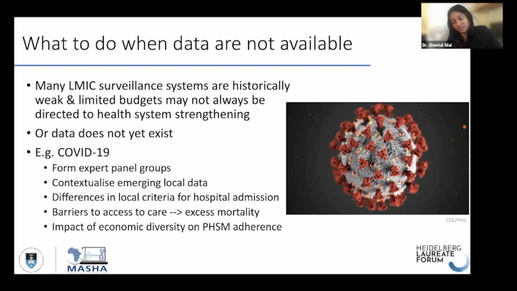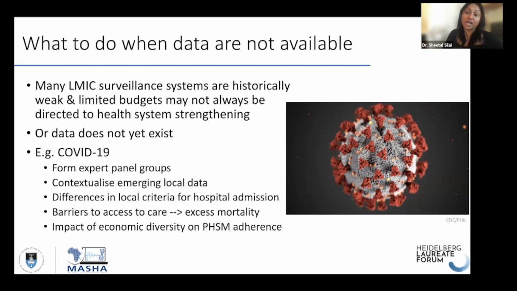And we know that is the case in LMIC. We know that surveillance systems have either historically been weak or with limited budgets, and these may not always be directed towards health system strengthening. And so for COVID-19, in my experience and modeling, not just in South Africa, but also in neighboring Mozambique and in Namibia as well, we were able to surpass some of these limitations by forming expert panel groups.